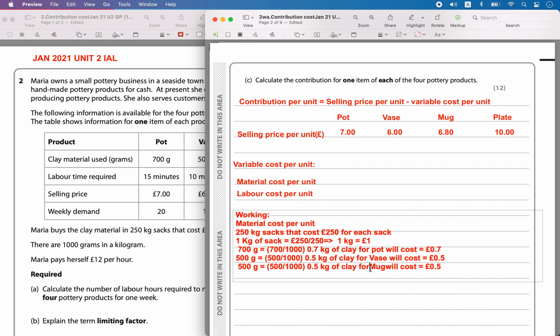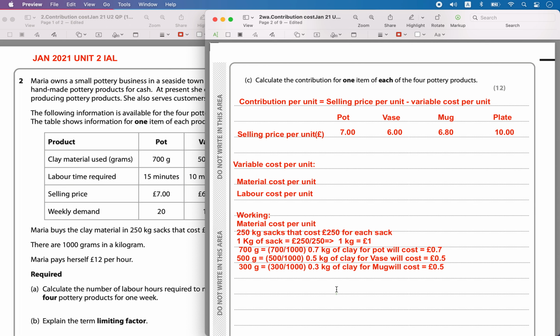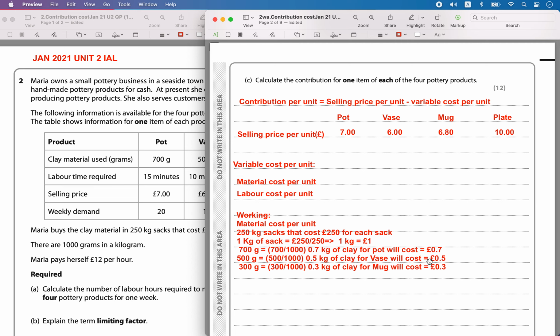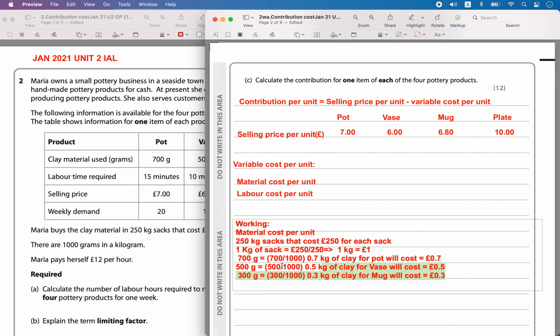So the mug is going to require 300 grams of clay, and that is going to cost, okay, 300 divided by 1000, that is equal to 0.3 kgs. Okay, 0.3 kgs of clay is required for the mug, and the cost of it is going to be equal to 0.3 pounds.